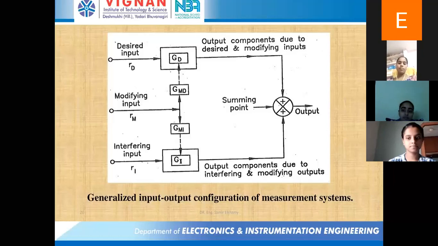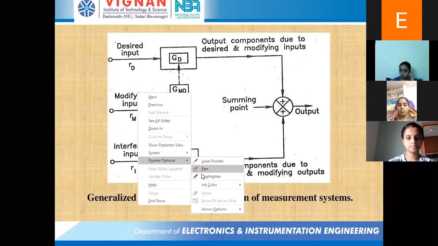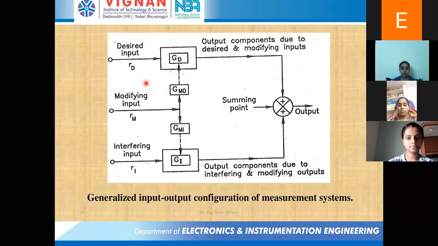These outputs may have some relation with the input. That may be a constant or proportional relation, or some non-linear relation, or we can call it linear. That depends upon the construction and the elements used for that measurement system. The relationship may be linear or non-linear. So here this block diagram explains the generalized input-output configuration of measurement systems.